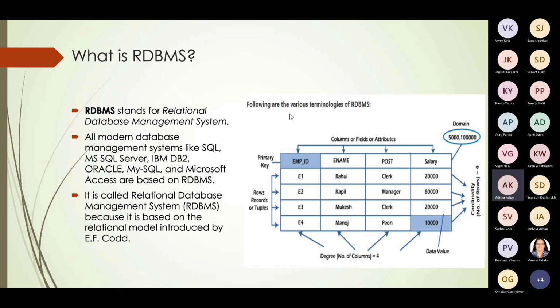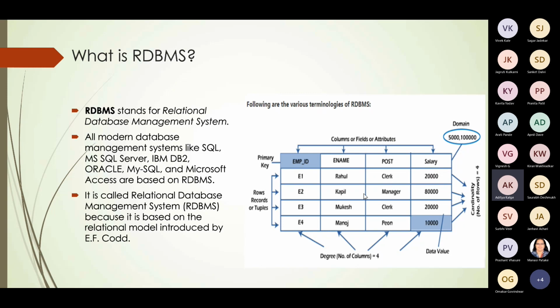So for the RDBMS, these are the terminologies mainly which we refer to. In the RDBMS, we have table structure. So basically, this whole thing what we see is a table. So this is a table for employees. And then we have the columns. So columns or fields or attributes, we can call them anything. So these are the columns: employee ID, employee name, post, and salary. So these are the columns or fields or attributes which you could see in the relational databases.